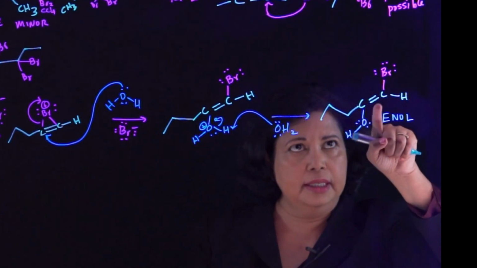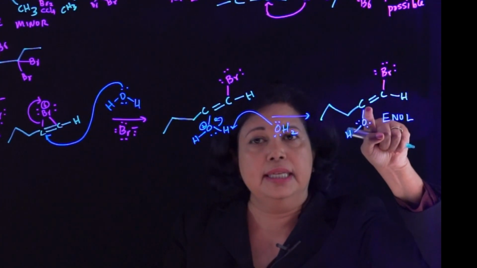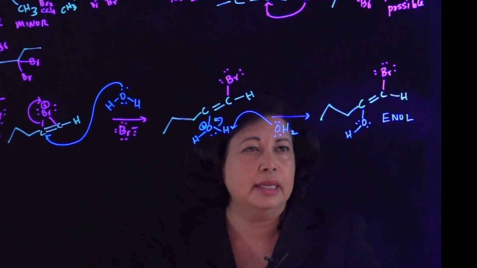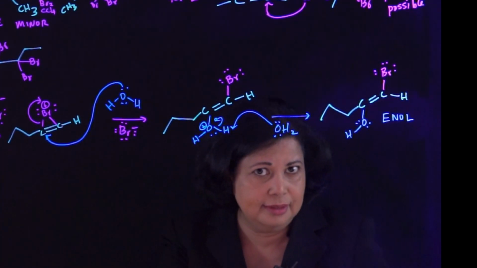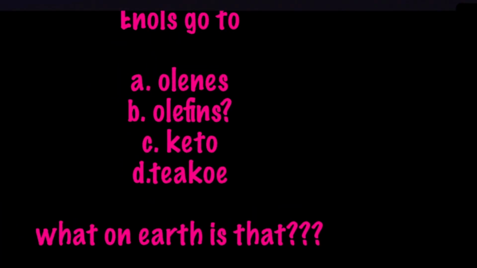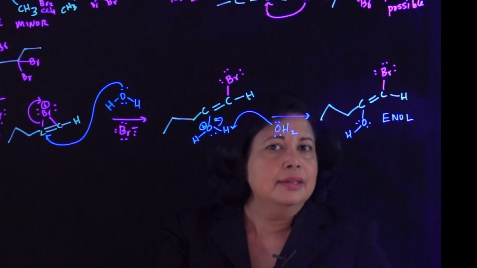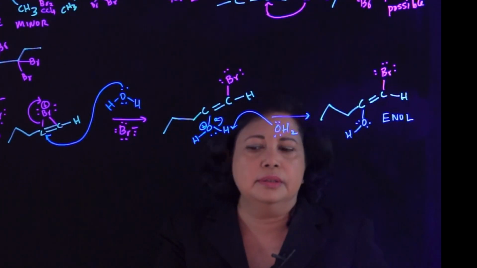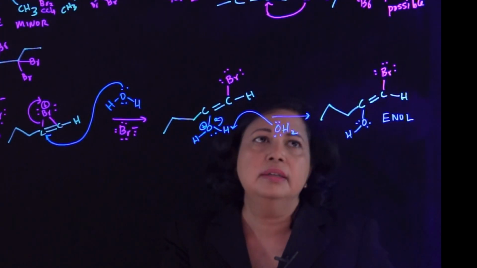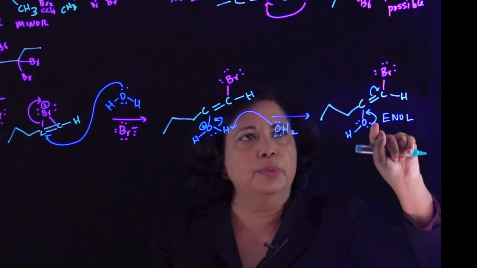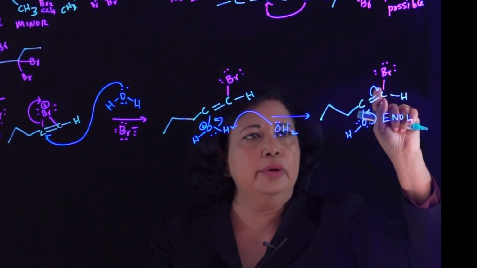As soon as you see a double bond and an OH attached to the same carbon, you know it's an enol. Okay, what does an enol do? Always, without any exception. It goes to the keto form. So again, we have water. Before another bromine can attack, this water is going to form a keto form.